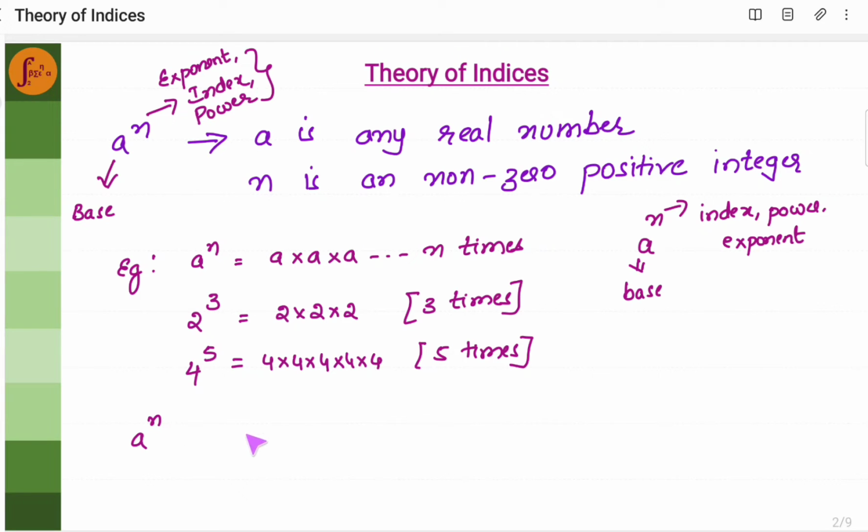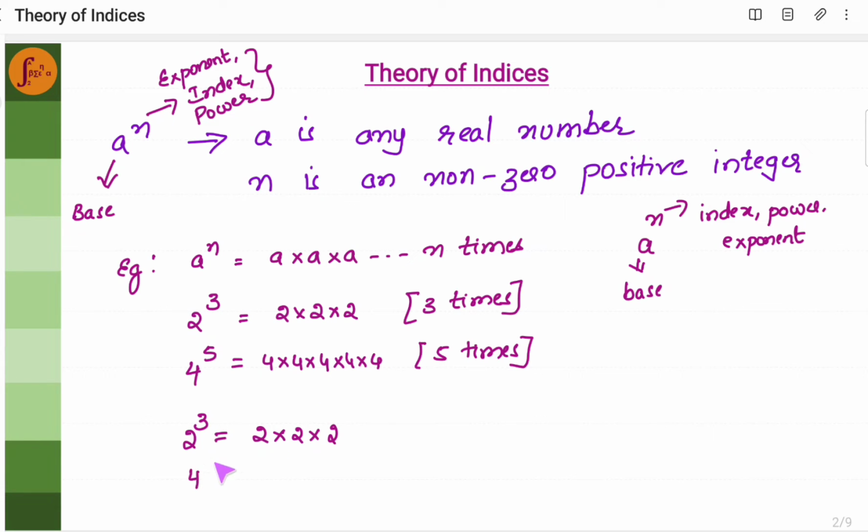For example, if I have 2 and power 3, I can read it as 2 to the power 3, 3 to the power 2, 4 to the power 5. This is the way we read this out. What does a to the power n mean, first of all? What is this concept about? Take for example 2, and you write 3 as the power or index. If I say 2 to the power 3, it means write 2 3 times.